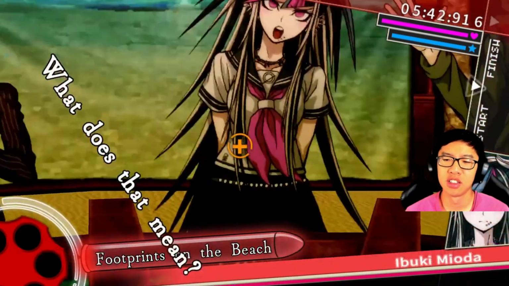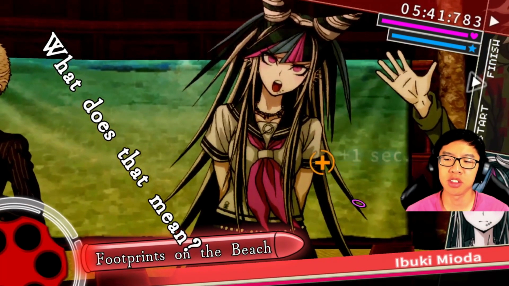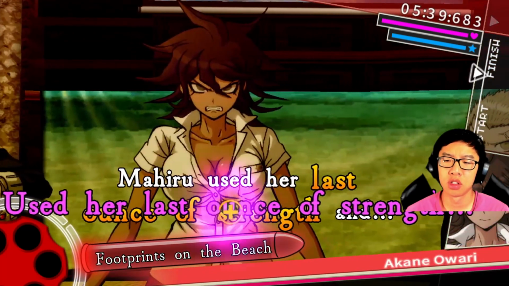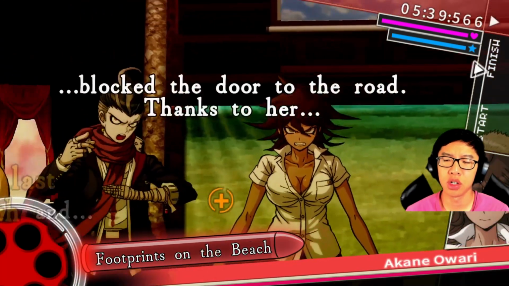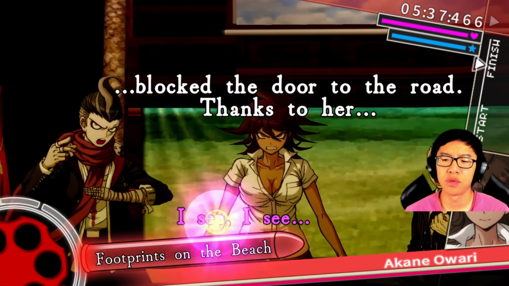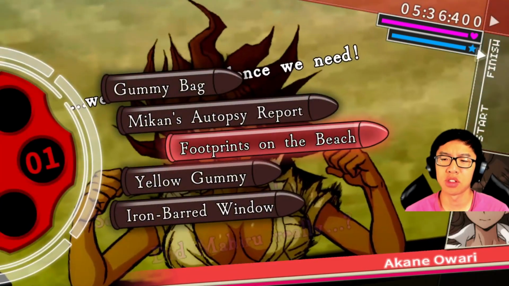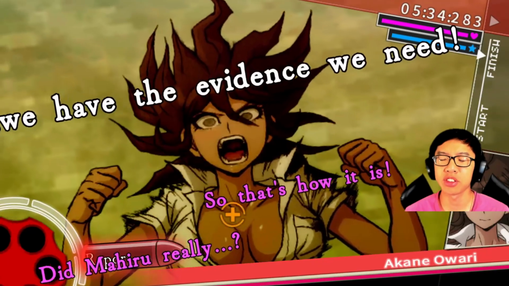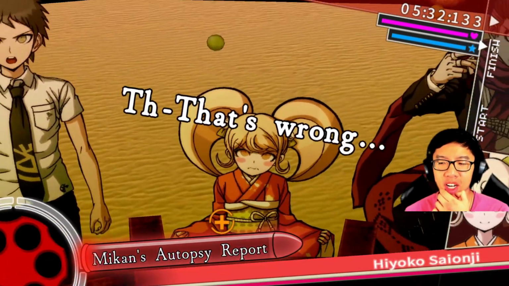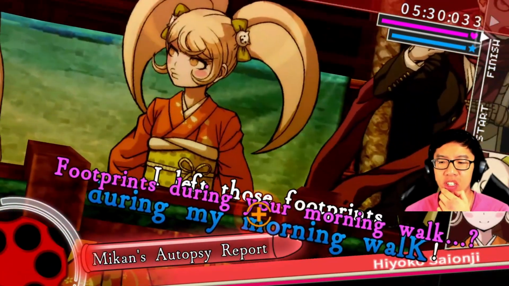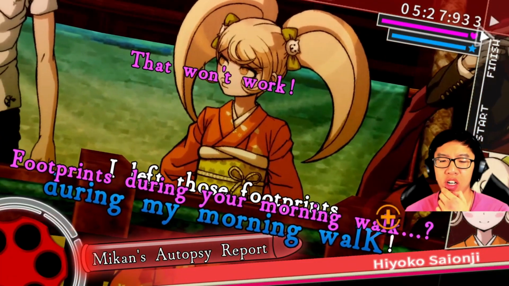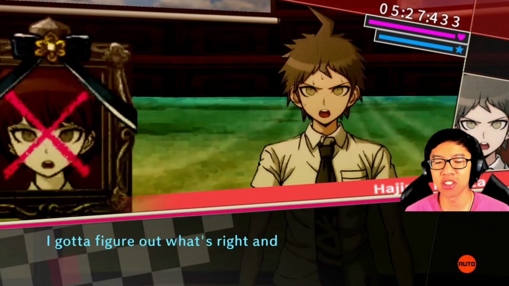Huh? What does that mean? Oh, because she blocked the door. Mahiru used her last ounce of strength and blocked the door to the road. Thanks to her, we have the evidence we need. No, she got whacked like... That's wrong. She instantly died. I left those footprints during my morning walk! Huh, heck no, I'm not agreeing with that. She instantly died though.